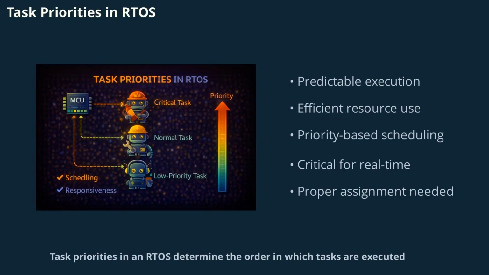Task priorities in an RTOS determine the order in which tasks are executed. Higher priority tasks preempt lower priority ones, ensuring that time-critical operations are handled predictably. Proper assignment of task priorities is crucial for efficient resource allocation and meeting real-time requirements. Mismanagement can lead to missed deadlines or inefficient system behavior, so understanding and configuring task priorities is a core skill for embedded developers working with RTOSs.